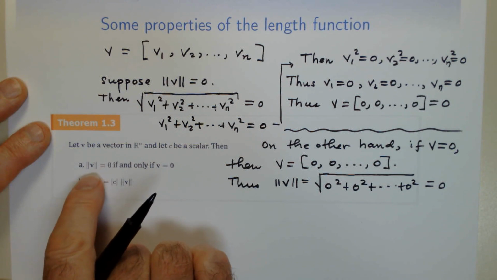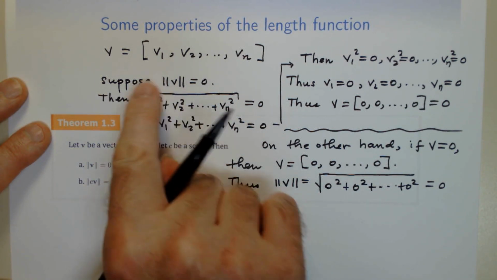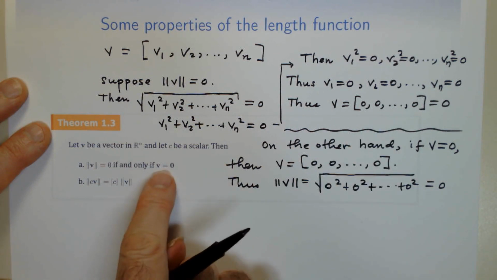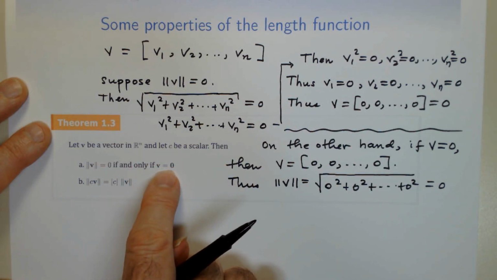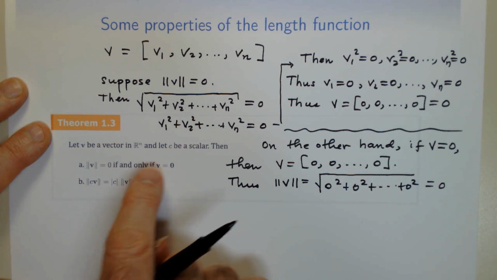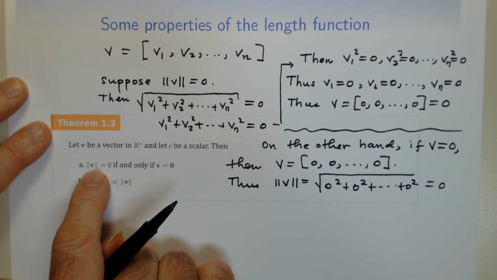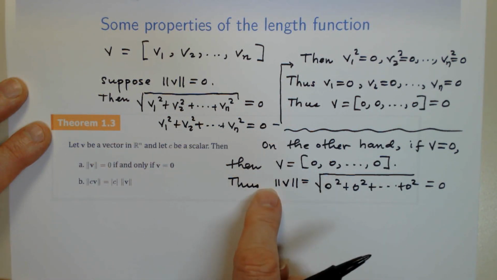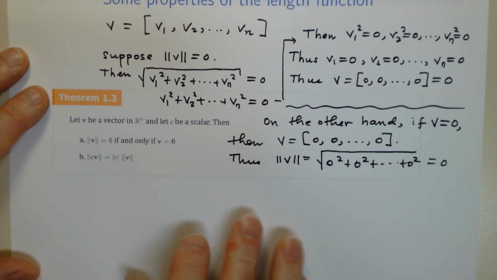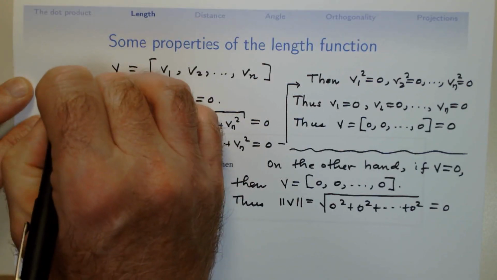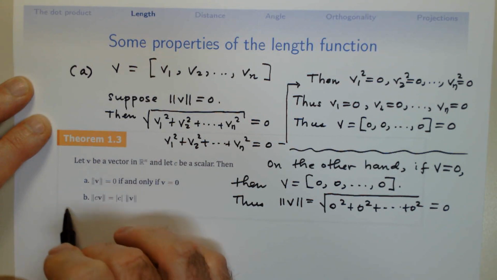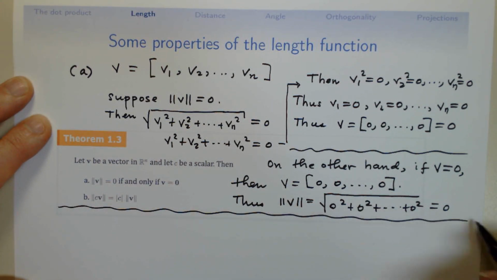So once again, we said if the length is 0, it must be the 0 vector. That was the first half of this argument. And then we showed that if the vector is 0, it is the 0 vector, it must have length 0. That's the easier half, but that's what we did here. All right, so this is the proof of part A. Let's go to part B.